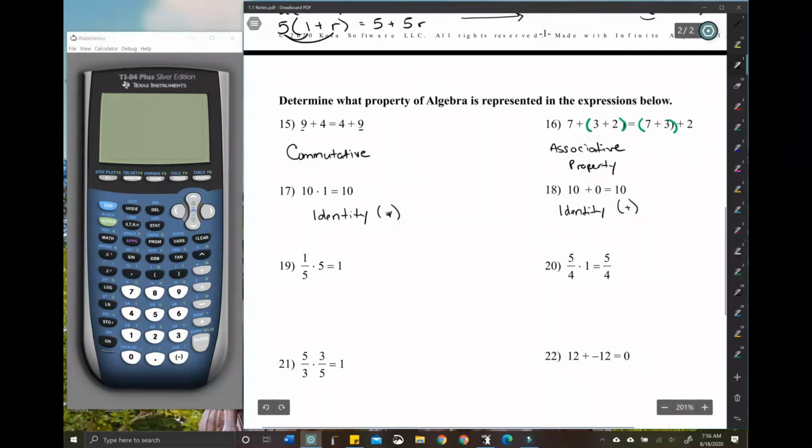19. So these are reciprocals. 1/5 and 5 are reciprocals of one another, equals 1. This is the inverse. And 5/4 times 1 equals 5/4. Now, just because you see fractions, don't let it scare you. Notice we're starting with 5/4. We look into a mirror, and we end with 5/4. So this, too, is the identity.